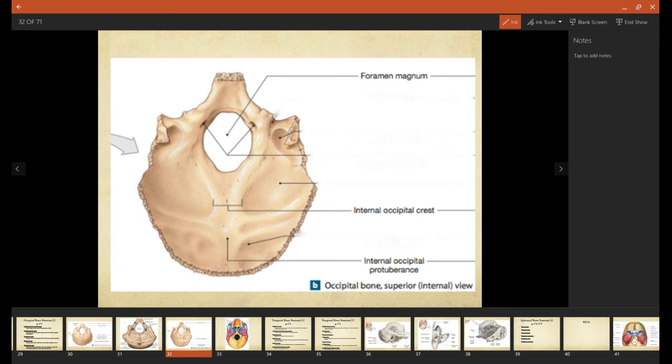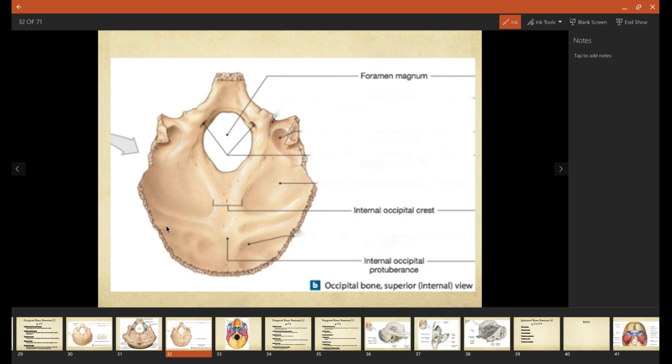Now, looking at the inside, those are those hypoglossal canals right there. We also see foramen magnum. Now this big bump right here is the internal occipital protuberance. And so this ridge, again, going from foramen magnum to the internal occipital protuberance is going to be the internal occipital crest. We also see the sulci.